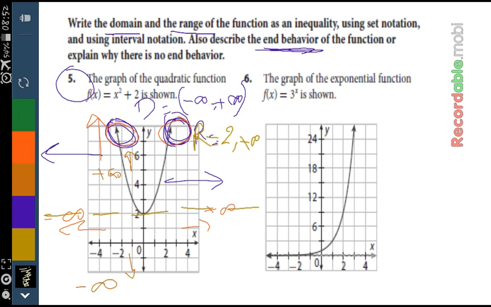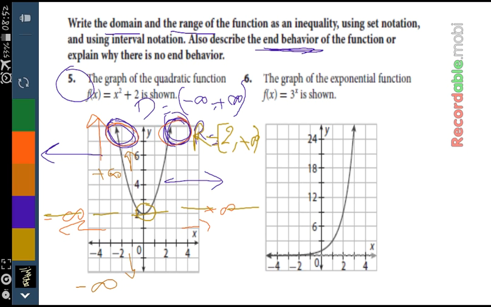Positive infinity always takes a rounded bracket, and the value 2 is included inside the range because the curve is passing through this value. Here at this point the curve is passing through 2, so 2 is included inside the interval, so we put a square bracket at the value of 2.